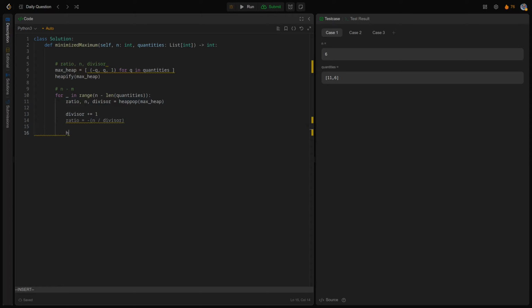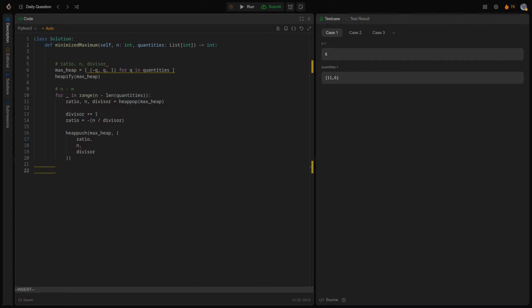And now we're going to push it back onto our heap. So heap push, specify our heap, max heap. And then the item, and we're going to make this tuple right here. We're going to put our new ratio. We're going to put the original number we got. And we're going to put divisor. I forgot the parentheses, the comma right here. And that's pretty much it.